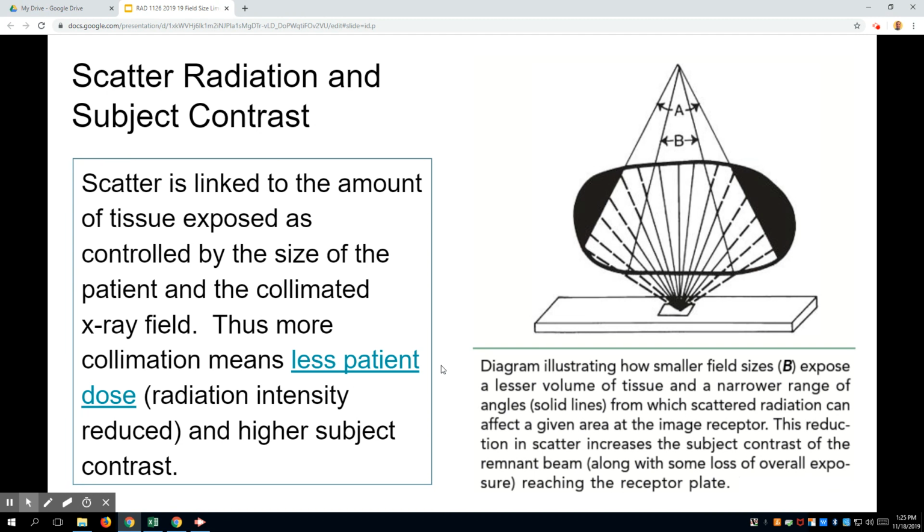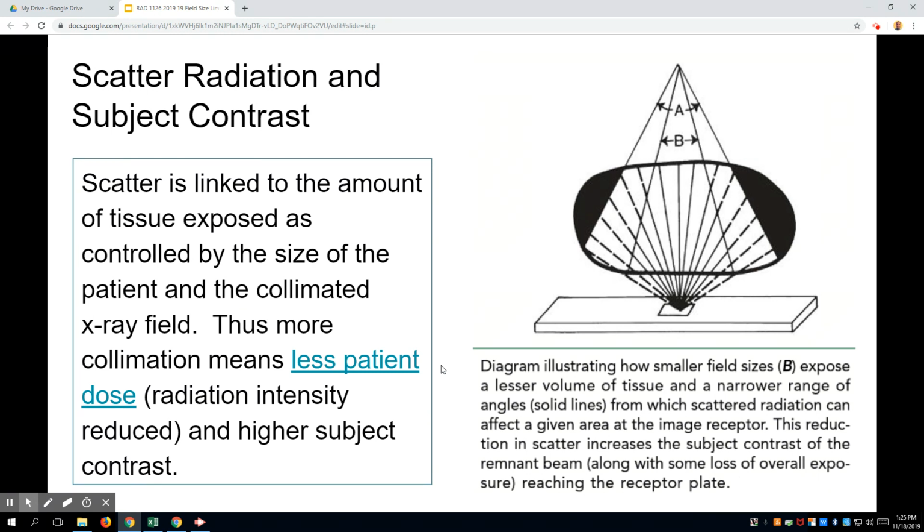A major area that collimation helps us with is getting rid of scatter. In the digital environment, scatter equals noise. We've already discussed that noise is bad, but the opposite of noise is contrast. So if you like arrows, scatter down, contrast up. Getting rid of some of the scatter will not only increase our contrast, but it'll also reduce our dose.